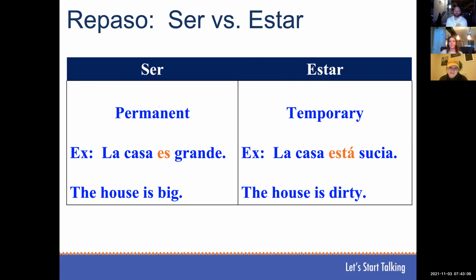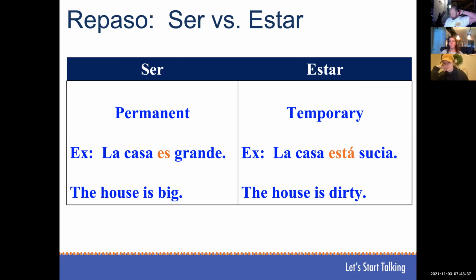So just a quick recap. Ser, in the easiest way to think about it, is understood to describe permanent states of being, like la casa es grande, versus estar being used to talk about temporary states of being. La casa está sucia, right? The house is big. That's a fairly permanent state of being. The house is dirty. That's an extremely temporary state of being.